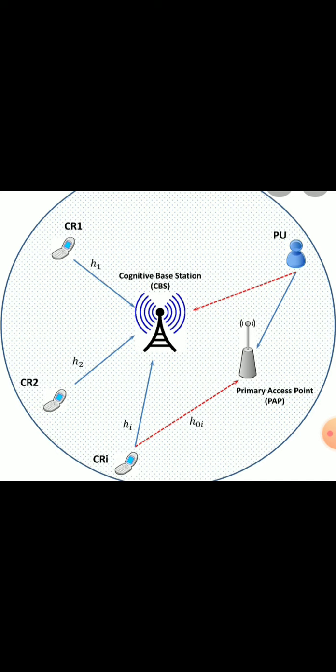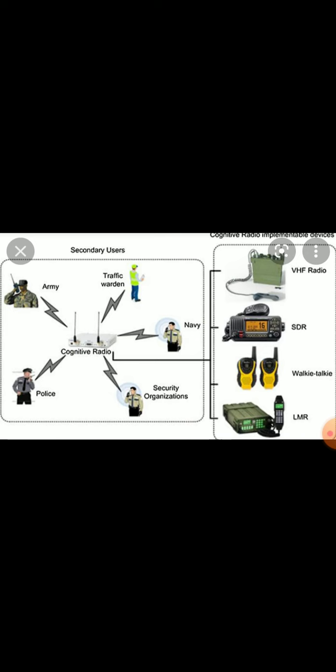What are primary and secondary users? Here we need two networks, a primary network and a secondary network. In the primary network, the primary users and primary base stations come under the primary network. In the secondary network, the secondary users and secondary base stations come under the secondary network.